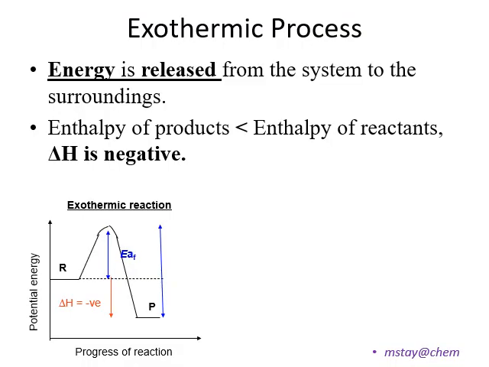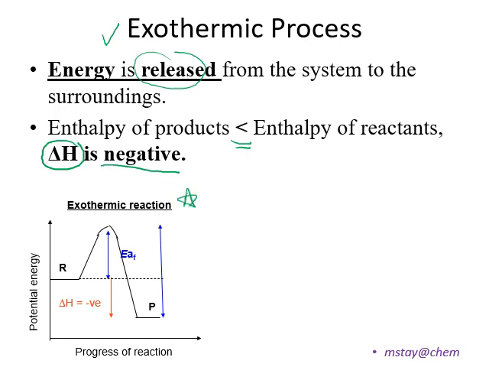As we already know, there is the exothermic process, where the energy is released from the system to the surroundings. So the potential energy of the product will be less compared to the reactant because part of it has already been released to the surroundings, and delta H will be negative. Previously, in chapter 8, reaction kinetics, when we drew the energy profile diagram for an exothermic reaction, we drew it like this.